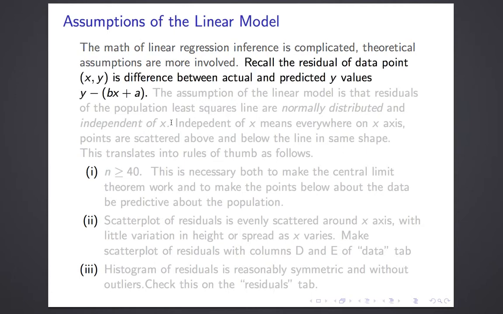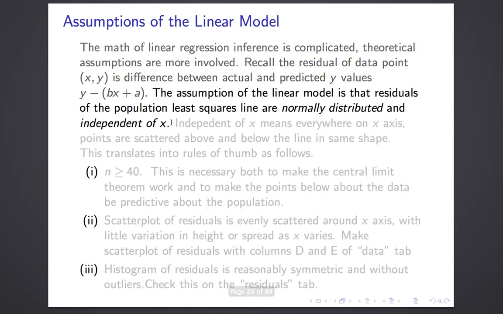Recall that the residual of a data point is the difference between the actual and predicted y values. So y is the actual value minus bx plus a is the predicted value. That tells you how far off the point is from the underlying relationship. The fundamental assumption that makes the linear model go, called the assumption of the linear model, is we assume that residuals of the population least squares line are normally distributed and are independent of x.